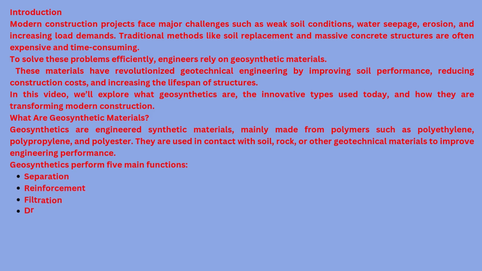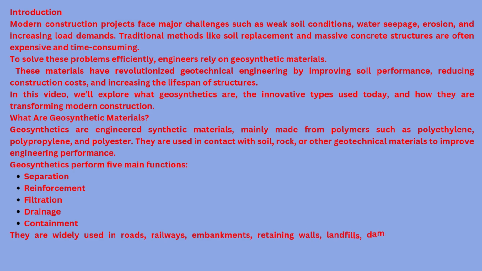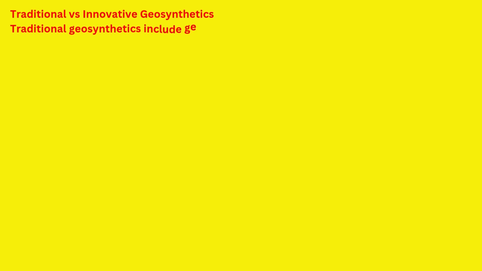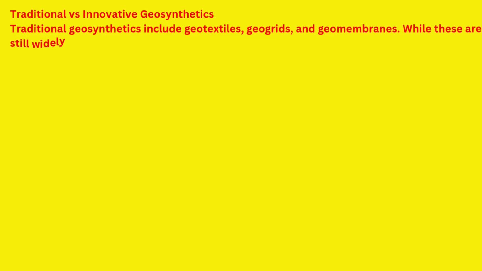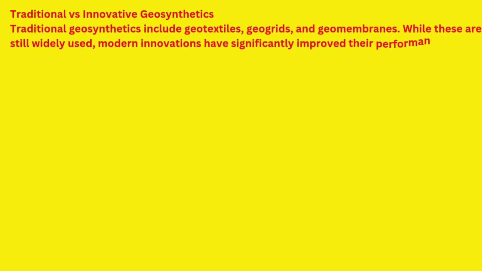Geosynthetics perform 5 main functions: separation, reinforcement, filtration, drainage, and containment. They are widely used in roads, railways, embankments, retaining walls, landfills, dams, and water control structures. Traditional versus innovative geosynthetics. Traditional geosynthetics include geotextiles, geogrids, and geomembranes. While these are still widely used, modern innovations have significantly improved their performance.